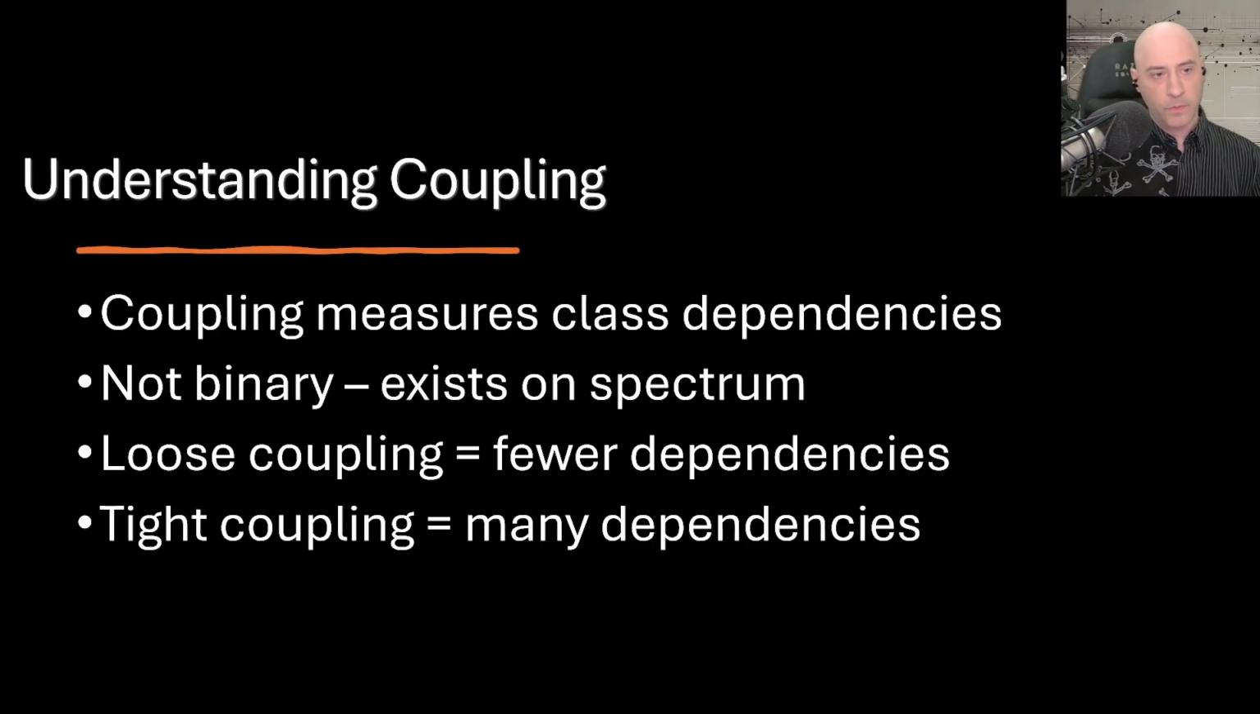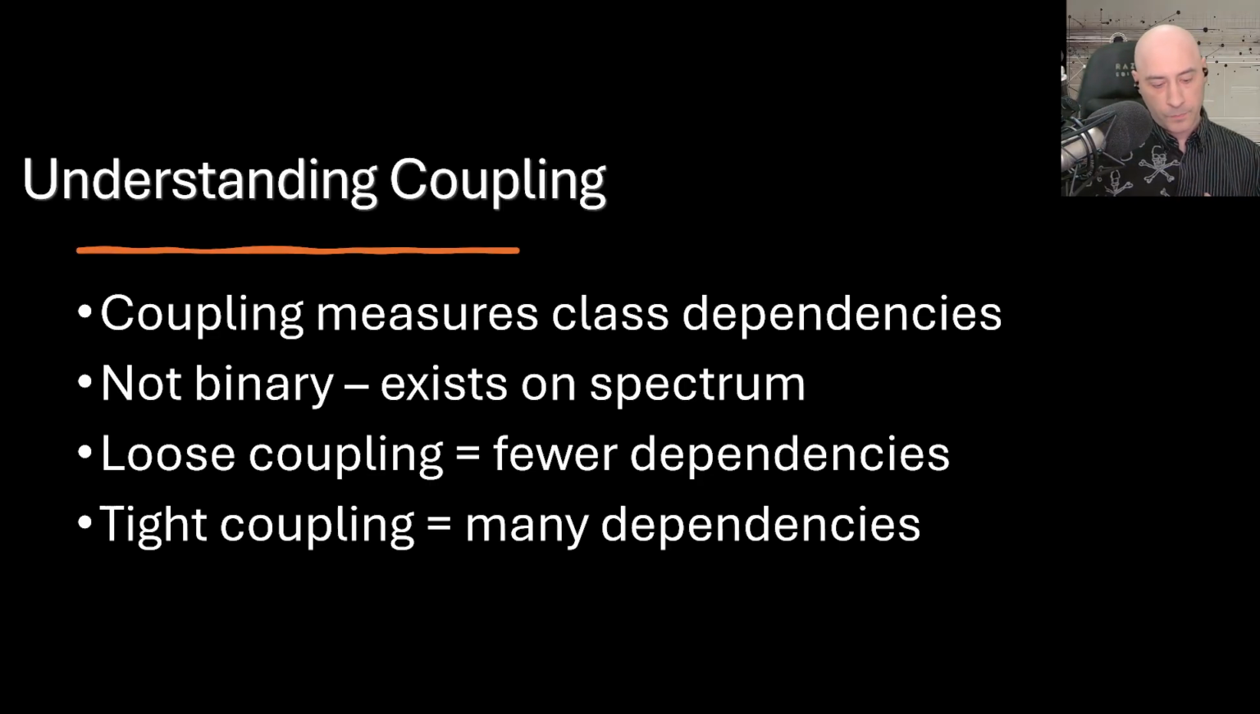Think about friendships in real life. Some friends know everything about each other. They know each other's daily routines, habits, and even have the keys to each other's apartments or houses. This is very much like tight coupling. But other friendships are more casual. These friends might not know much about you. They might only hang out on occasion, and that's more like loose coupling.